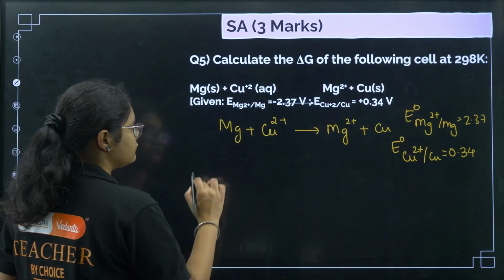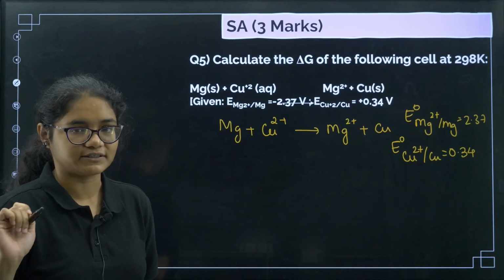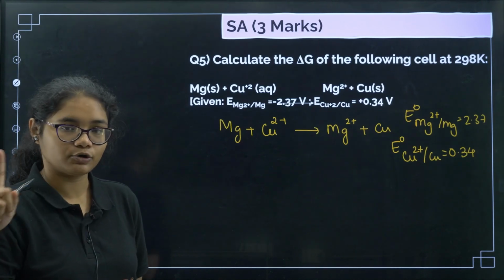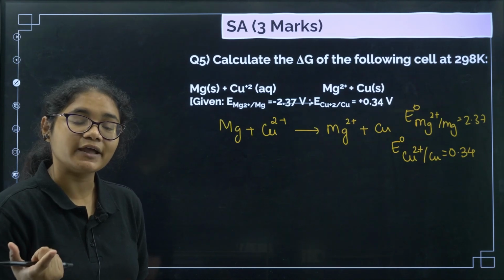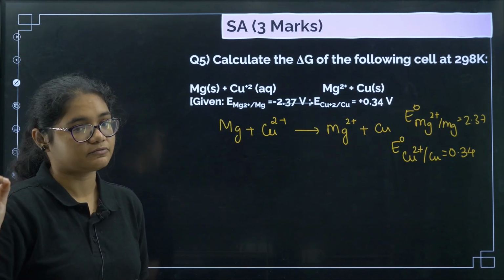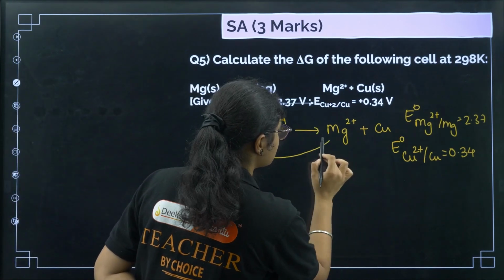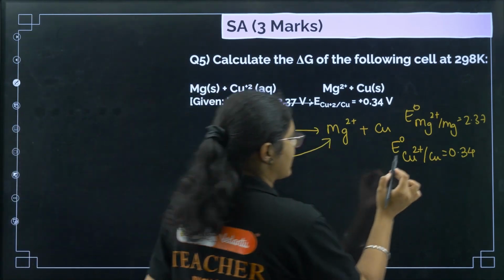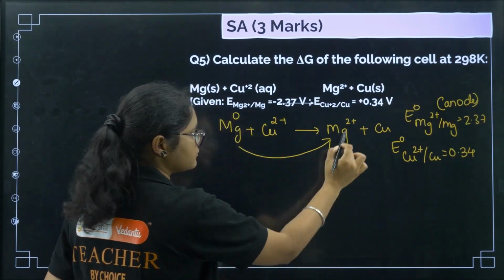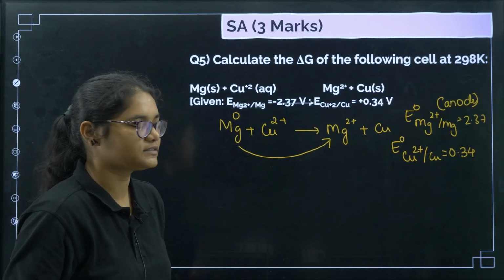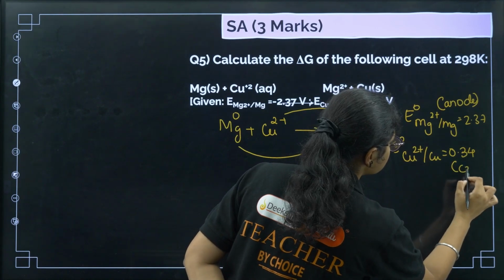Now let us see first of all what we need to calculate delta G. Before calculating delta G, we need to calculate E naught of the cell, right? And E naught of the cell is E naught of cathode minus E naught of anode, and you need to identify which is anode and which is cathode. How to identify? The one undergoing oxidation will be anode, and the one undergoing reduction will be cathode, right? Now if you see here, this one is undergoing oxidation, so Mg is anode. How am I saying this is undergoing oxidation? 0 to plus 2, the oxidation number is increasing, so that is oxidation. Now Cu2+ to Cu is reduction because the oxidation number is decreasing, so this is cathode.